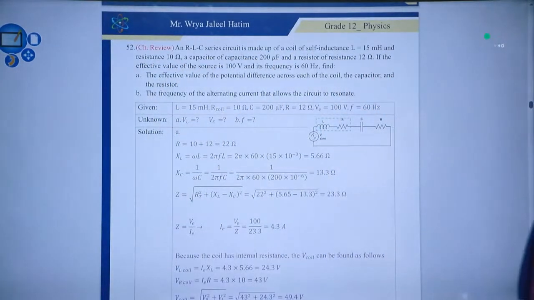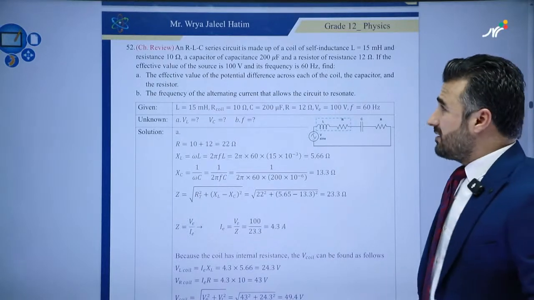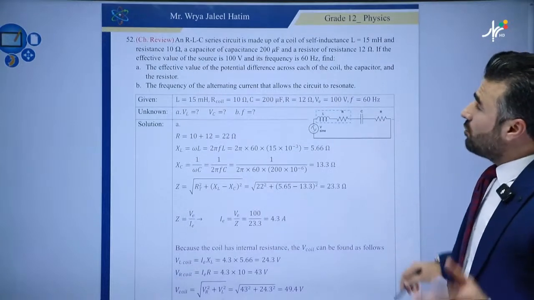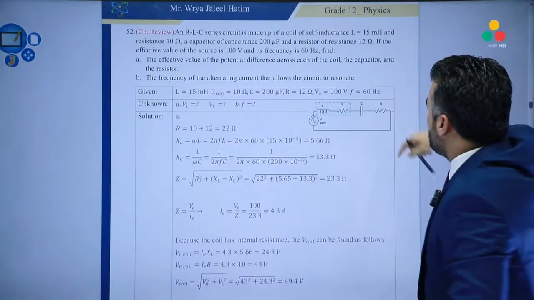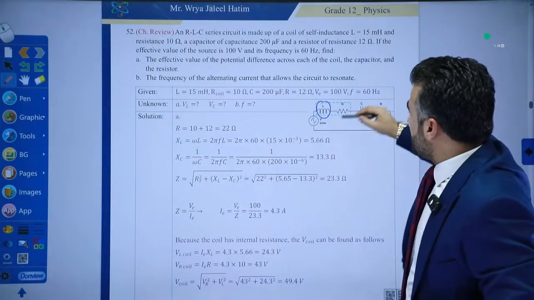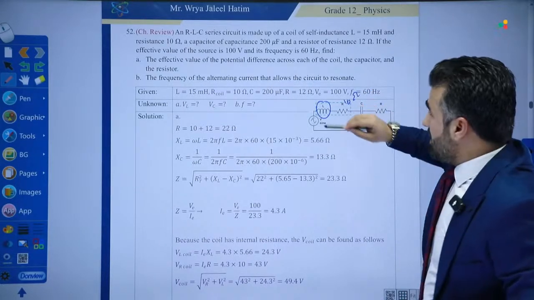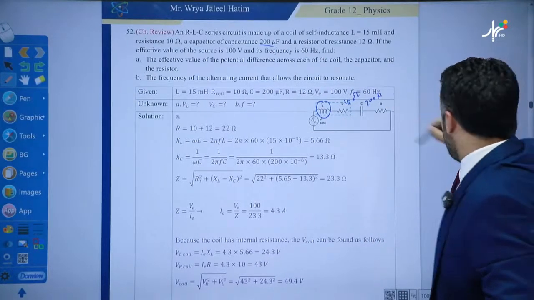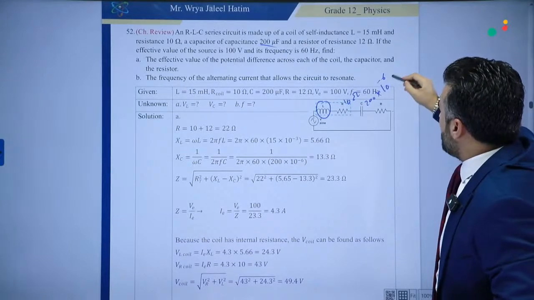It says we have a circuit that has resistance, inductance, and capacitance, all connected in series. It is made of a coil of self-inductance 15 millihenry, you can see. That is basically what we have. This is 15 millihenry, and of course a resistance. This is the resistance of the coil, which is 10 ohms, don't forget. Then we have a capacitance that is connected, which is 200 micro. We can say 200 times 10 to the power negative 6 right away. That is in farad.